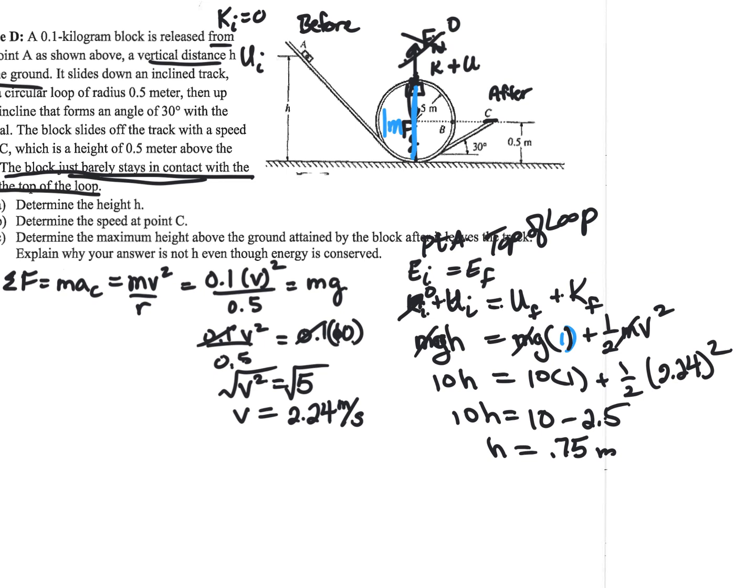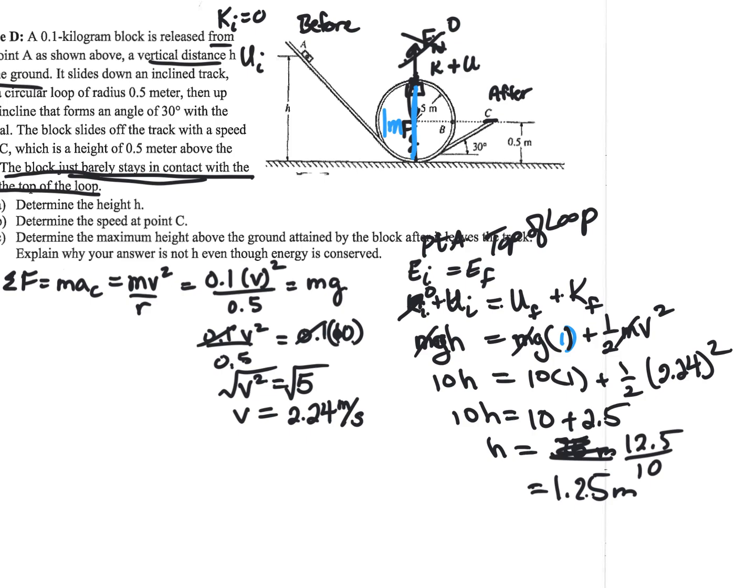All right, so where did I make my mistake? I see it right here. Should be plus, shouldn't it? So this is 12.5 divided by 10, which is what? 1.25 meters. I knew it couldn't be 0.75 because that would be lower than the top of the circle.